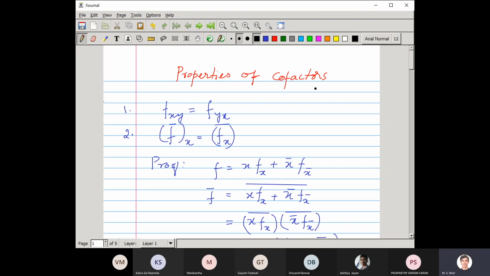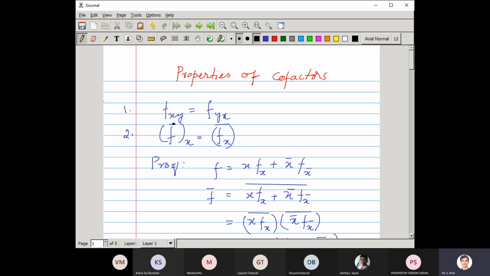Okay, I will briefly go through this lecture. We were discussing cofactors and Shannon expansion for Boolean functions. So we will look at properties of cofactors.